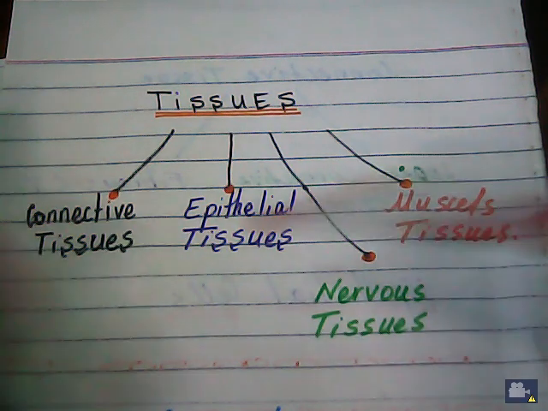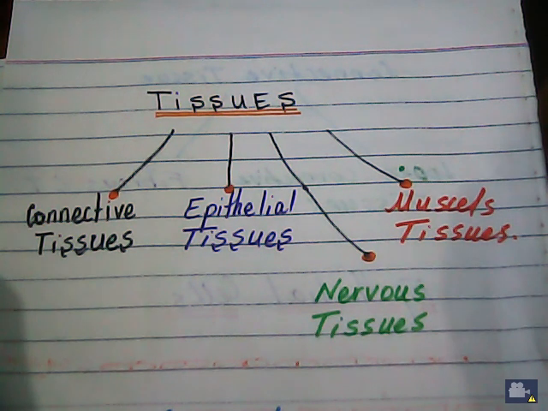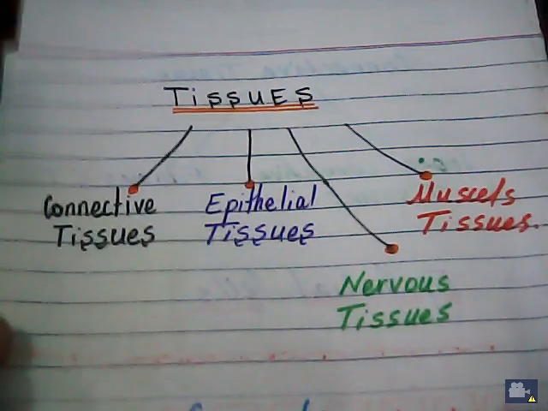These four types of tissues are different from each other on the basis of their composition, their function, and where we can find them. So we will be discussing them one by one. So let's start with connective tissues first.